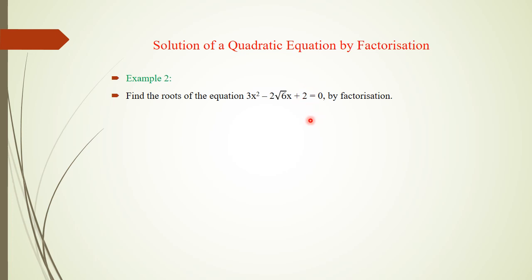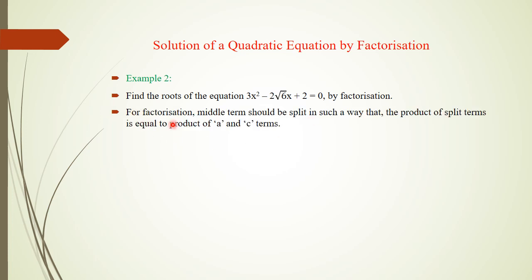Let us understand how we can split this. For factorization, the middle term should be split in such a way that the product of the split terms is equal to the product of a and c. Here a and c are 3 and 2, and their product 3 into 2 is 6. I need to split this minus 2 root 6 in such a way that after multiplying the parts I should get the answer equal to 6. Let us see how we can split.